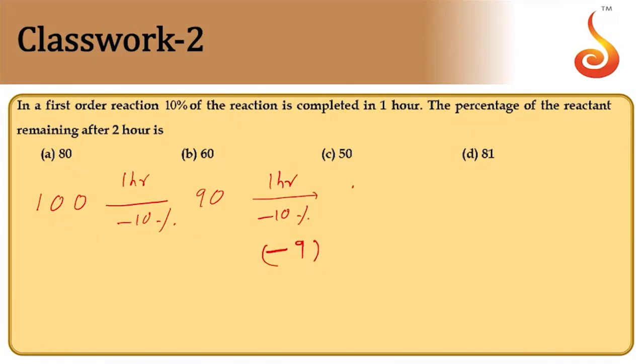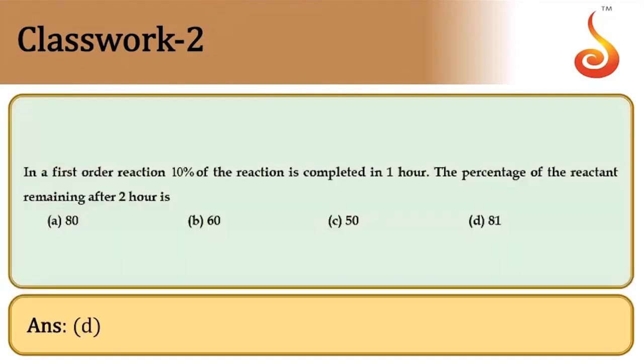We are going to be left with 81. So 81 percent remains at the end of 2 hours. In every 1 hour, only 10% of the existing amount reacts. In the second hour also, 10% of 90 reacts, which means only 9 reacts there. Finally, you are left with 81. So the answer is option D, that is 81. D is the answer.